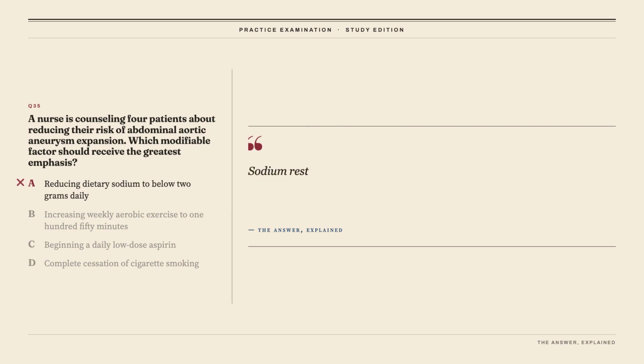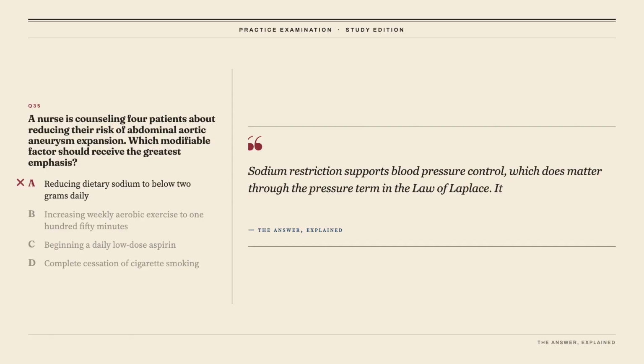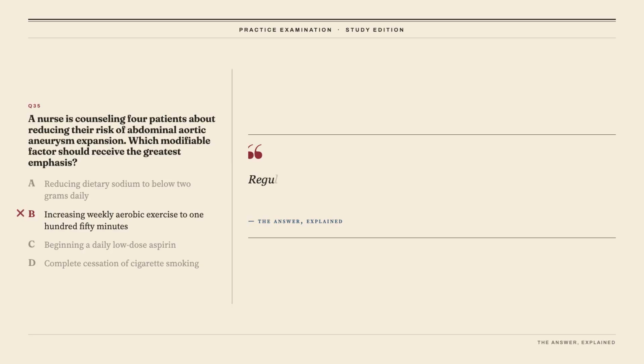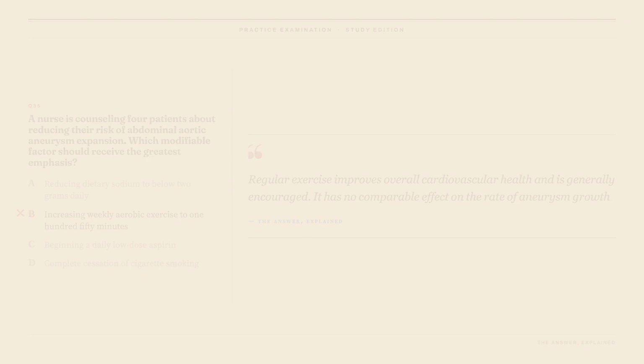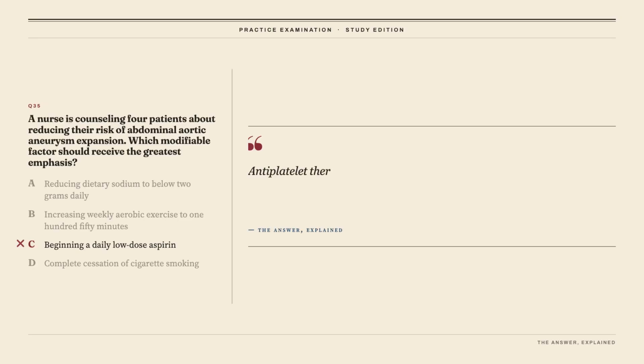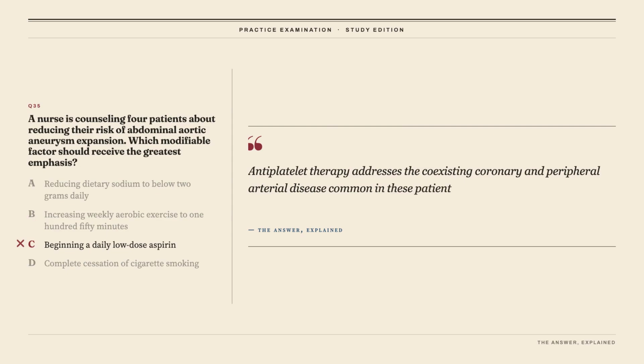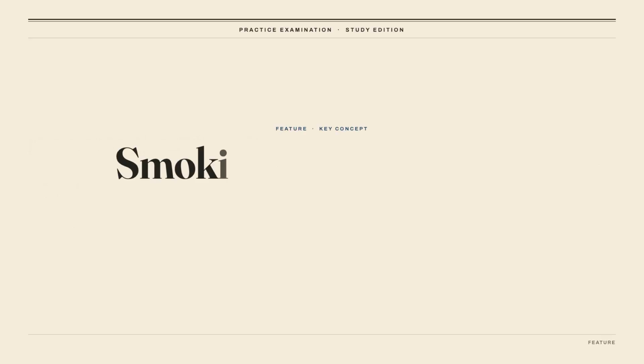A is wrong because sodium restriction supports blood pressure control, which does matter through the pressure term in the law of Laplace. It is a supporting measure rather than the dominant one. B is wrong because regular exercise improves overall cardiovascular health and is generally encouraged. It has no comparable effect on the rate of aneurysm growth. C is wrong because antiplatelet therapy addresses the coexisting coronary and peripheral arterial disease common in these patients. It does not slow aneurysm expansion.